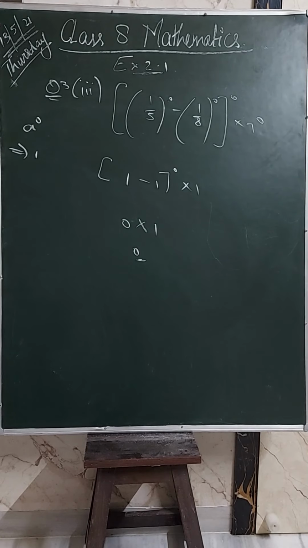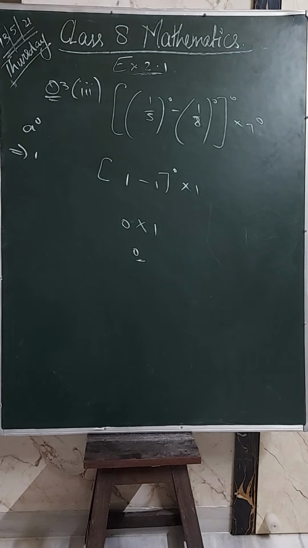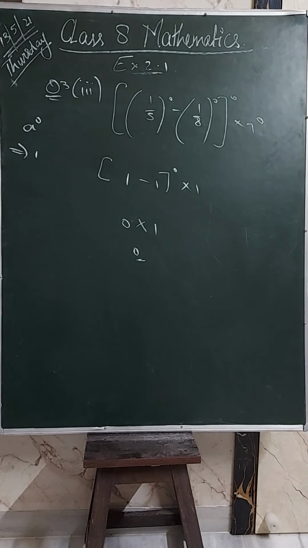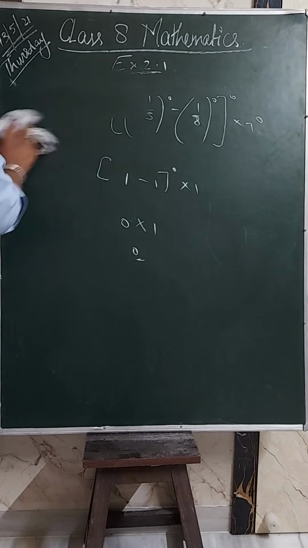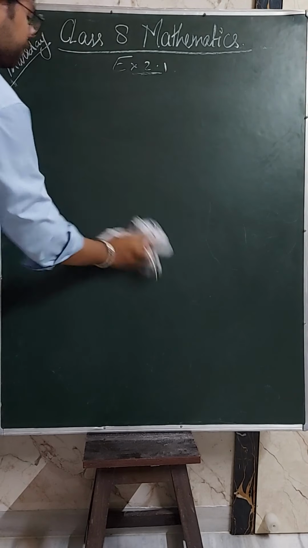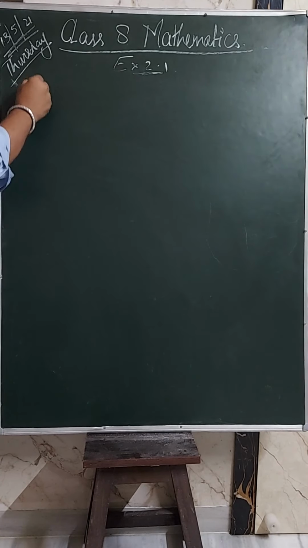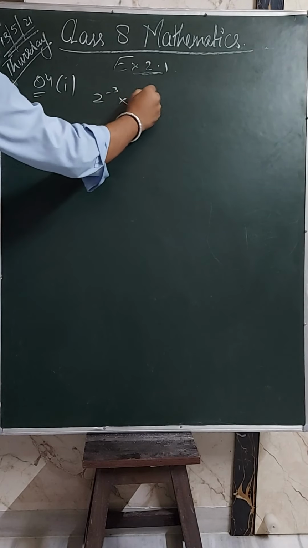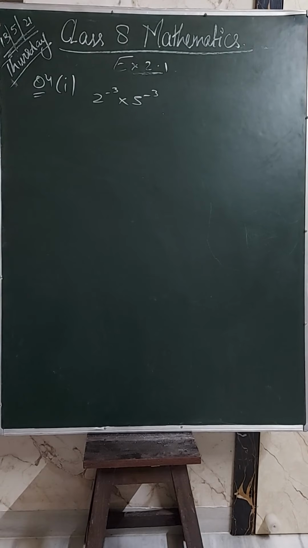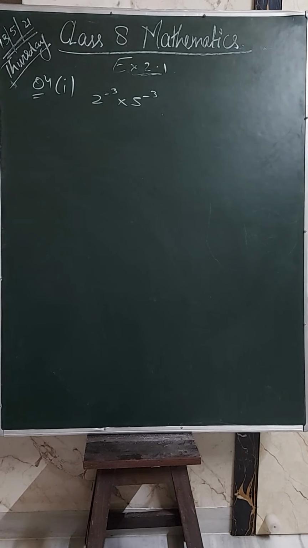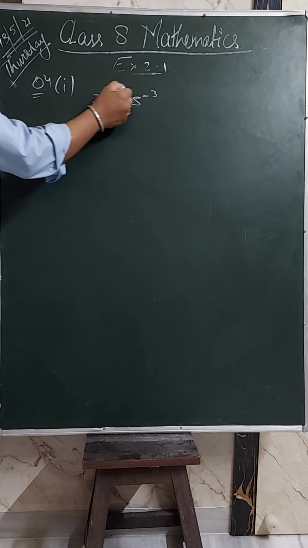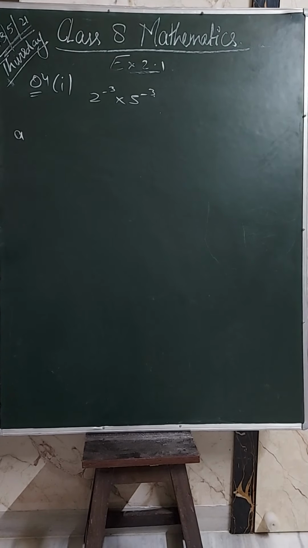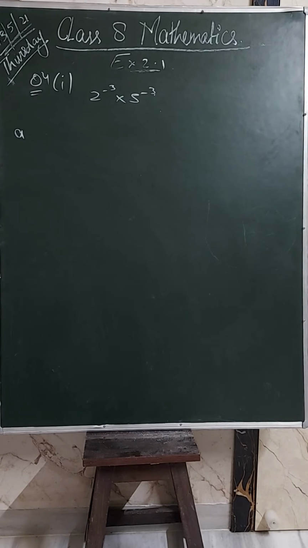Now we move to the question number 4th. Simplify. 2^-3 into 5^-3. This we have to do now. 2^-3 into 5^-3. Now here if you see that the concept is the power is the same. So here we use identity. I will tell you the number of identity which one will be used.